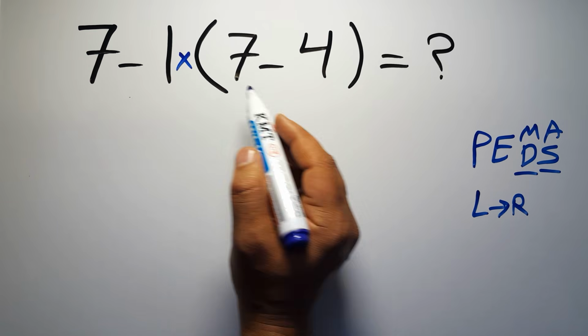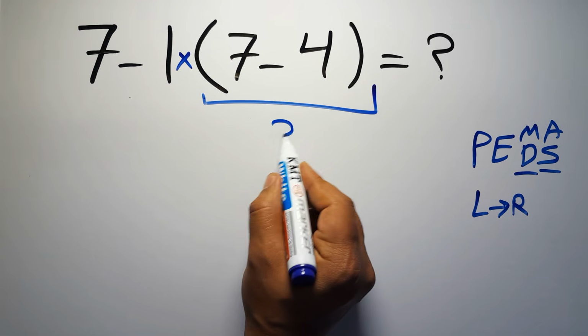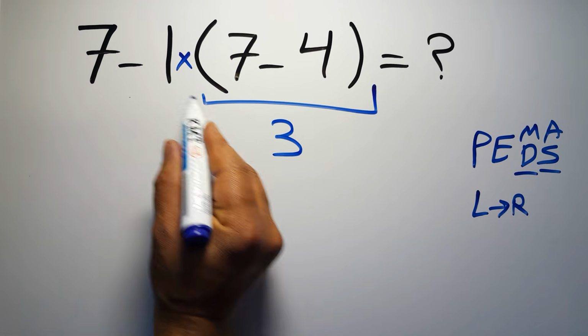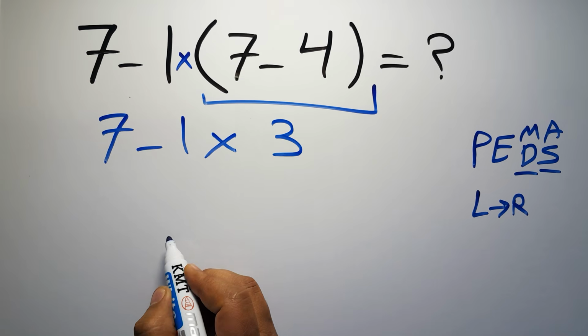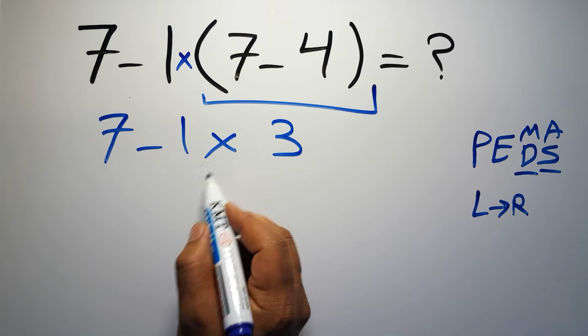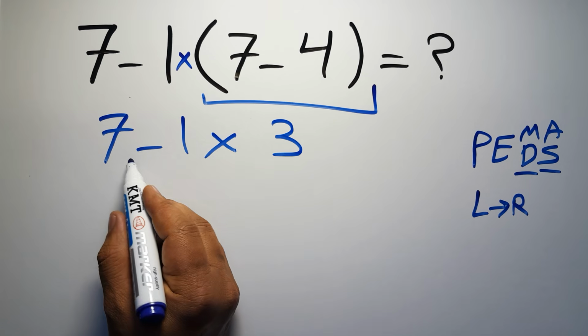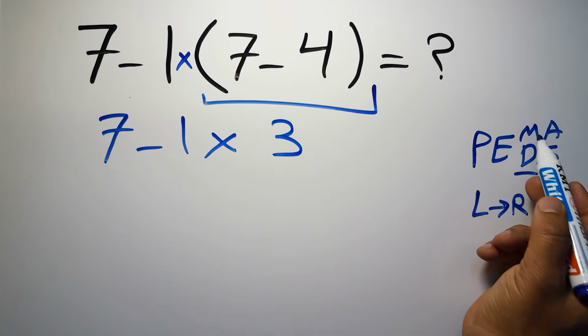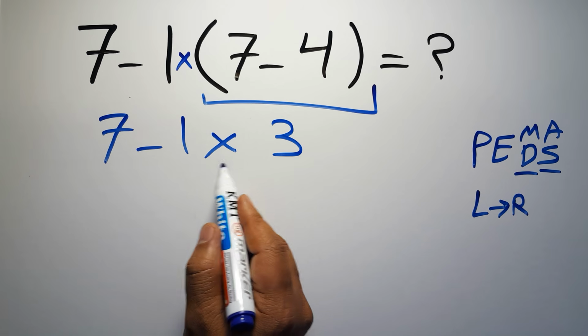Inside this parentheses, we have 7 minus 4, which gives us 3. So 7 minus 1, then times 3. Now we have one subtraction and one multiplication. According to the PEMDAS, multiplication has higher priority than subtraction because multiplication comes before subtraction. So here first we have to do this multiplication.